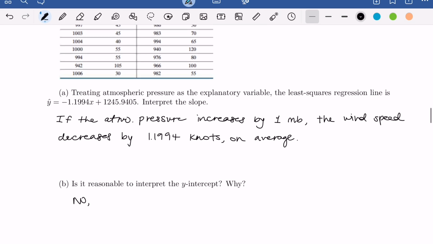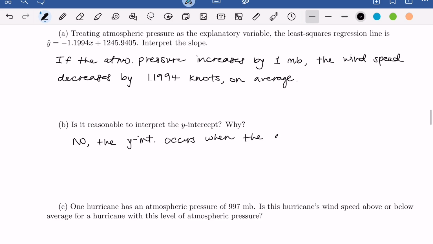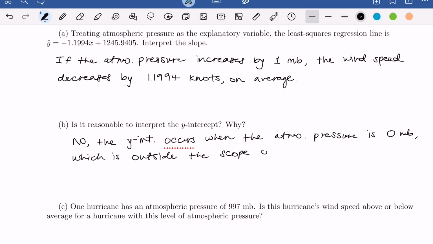So we're going to say, no, it's not reasonable to interpret the y-intercept because the y-intercept, which I'm going to abbreviate like this here, occurs when the atmospheric pressure is 0 millibars, which is outside the scope of the model here.